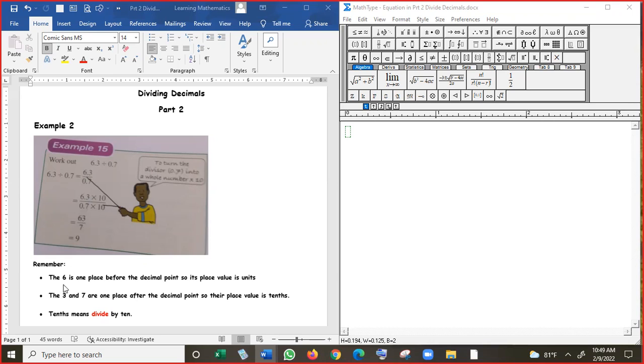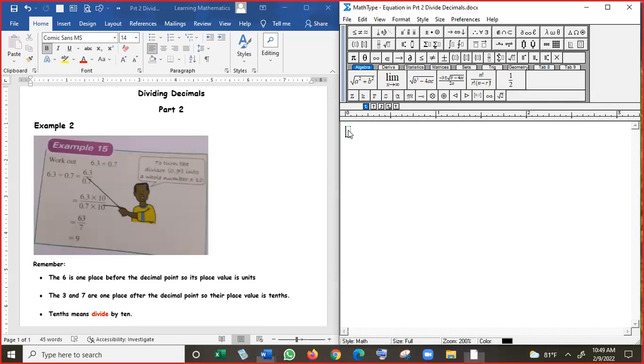Just remember that 6 is one place before the decimal point, so its place value is units. And the 3 and the 7 are one decimal place after the decimal point, so the place value is tenths. Tenths means divide by 10. So 0.7 to a whole number is multiplied by 10. What you do to the denominator, you do to the numerator.